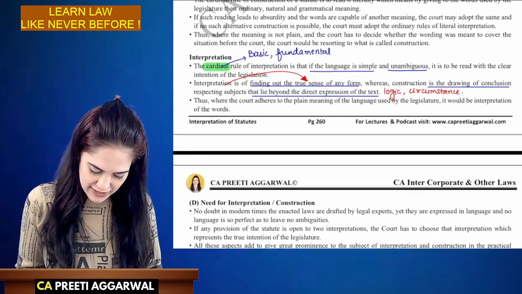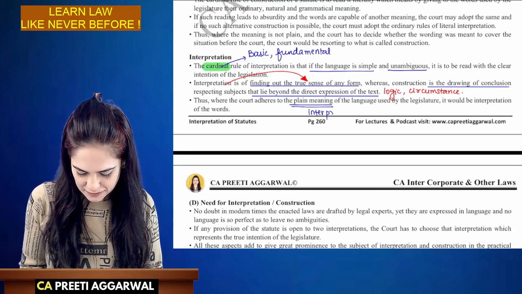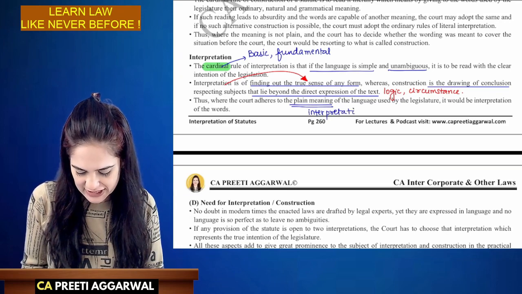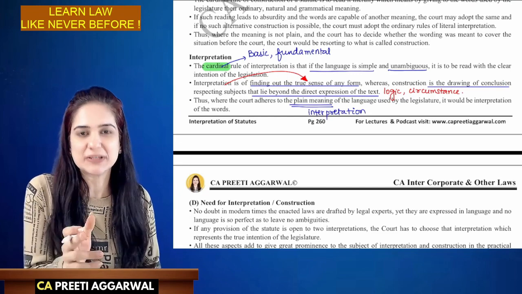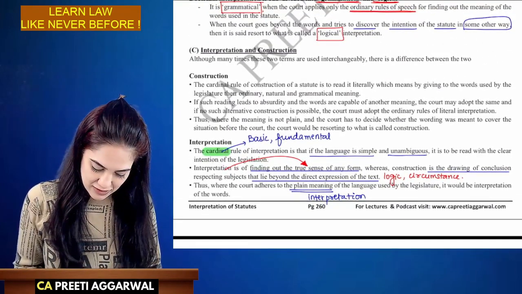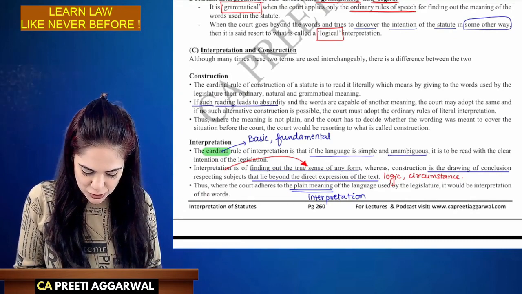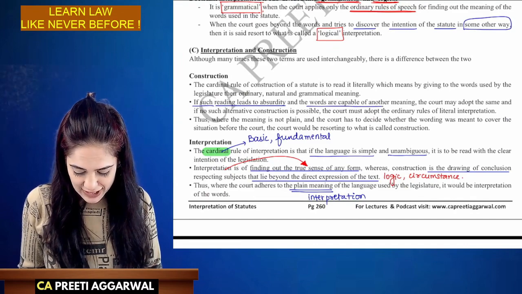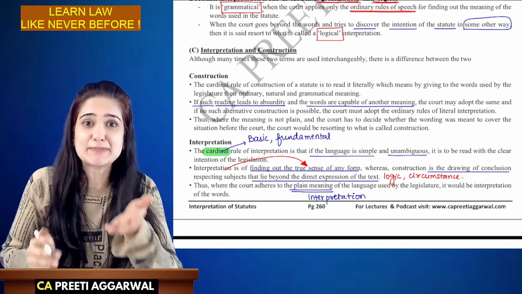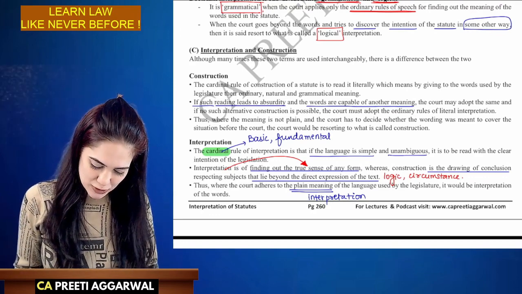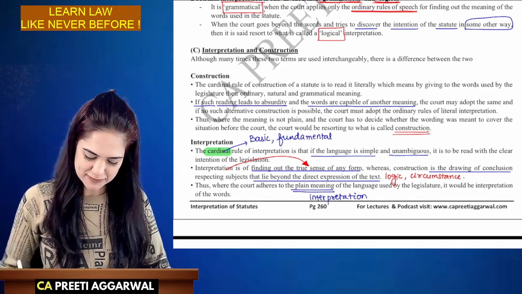So when the courts adhere to the plain meaning, that is interpretation. When the court is trying to read the text as it is, trying to understand what the lawmaker had in mind, that is interpretation. If reading of the text leads to absurdity, words are capable of another alternate meaning and we feel that the alternate meaning is better, then the courts may adopt the same, and that is nothing but construction.